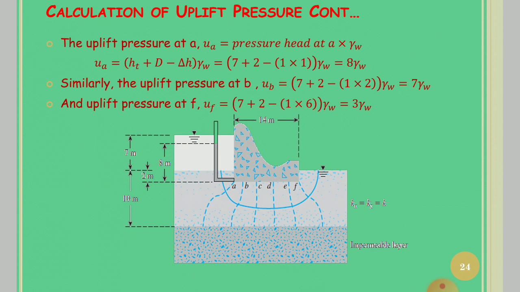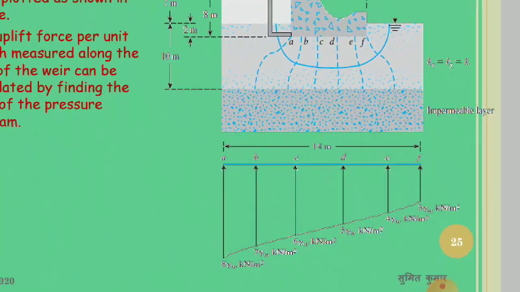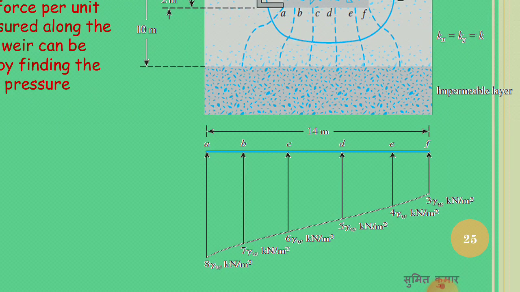Similarly, the pressure head at point B is equal to 7 plus 2 minus 2, that is 7 meter, since the number of potential drops to reach point B is 2. So uplift pressure at B will be 7 gamma W. Similarly, the uplift pressure at F will be 3 gamma W. After calculating the uplift pressure at different points, the uplift pressure diagram can be plotted. And the area of that pressure diagram tells about the uplift force per unit length measured along the axis of the weir.